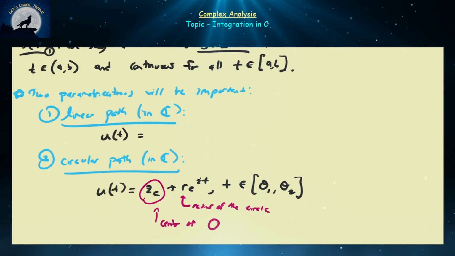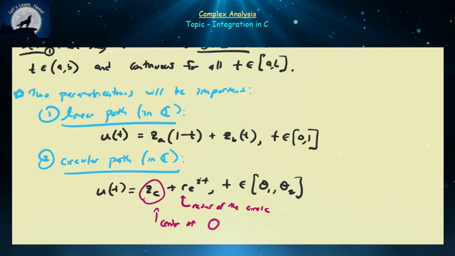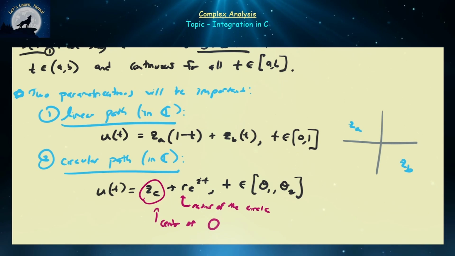And for linear paths, there's a few ways you could go about this. I'll give you my favorite one: z_A times 1 minus t plus z_B times t. And here t will range from 0 to 1. To get a sense of what this parametrization is doing, if you have two points, which I've notated as z_A and z_B, it traverses along the linear path connecting them from A to B. This is located when t is equal to 0, and this is located when t is equal to 1. I highly suggest you check those just to make sure these things are right.